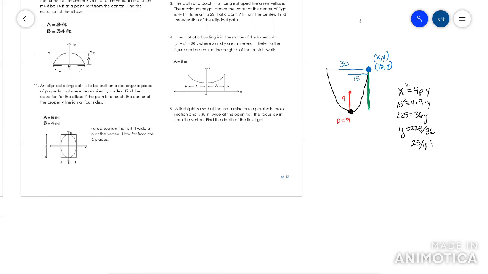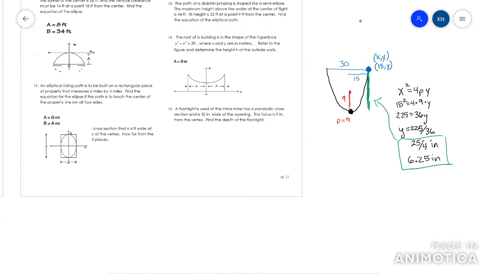And they're talking in terms of inches. But if you wanted to make a decimal, that's 6.25 inches. That's this green height, the depth of the flashlight.